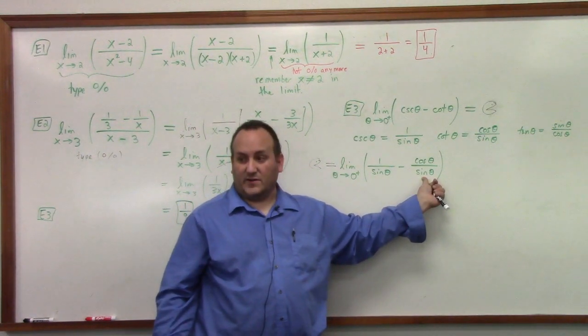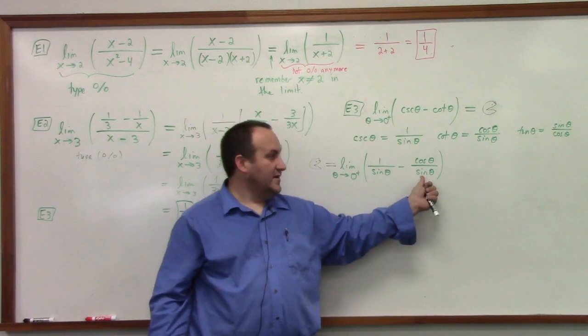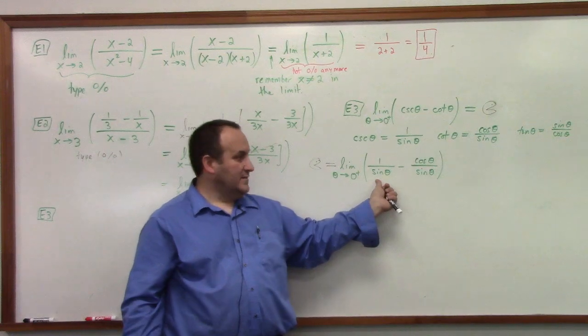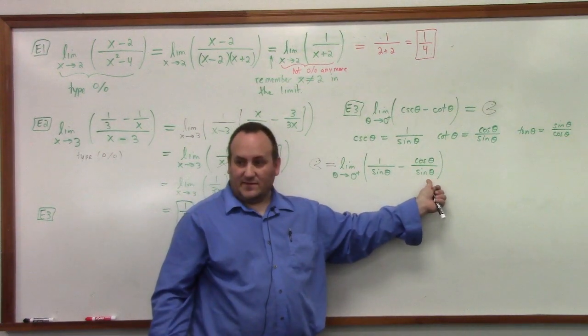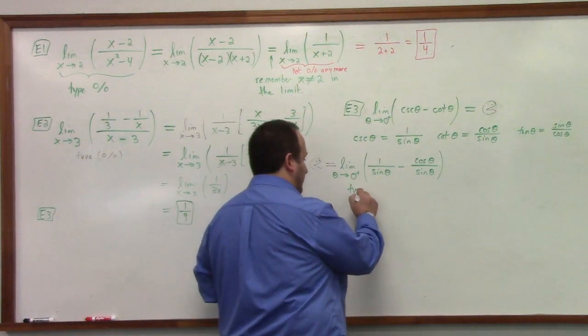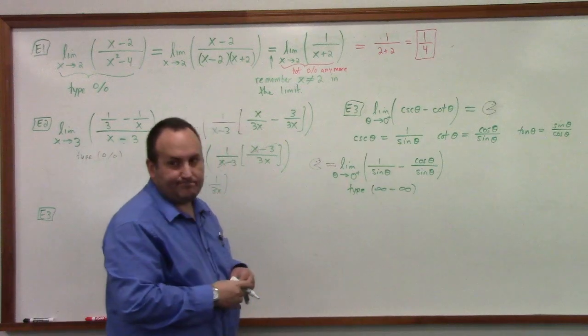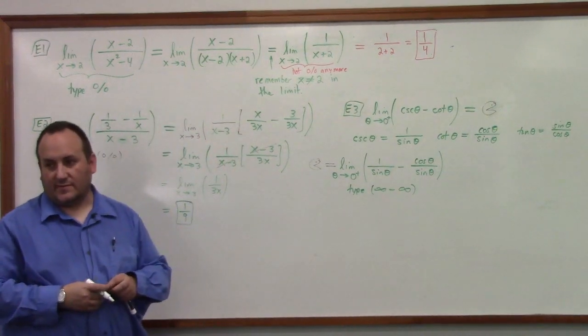Because that's something that's going to 1 over something that's going to 0, which is, again, infinity. So what we've got is positive infinity minus another positive infinity. This is type infinity minus infinity, which is another indeterminate form. So what are we going to do?